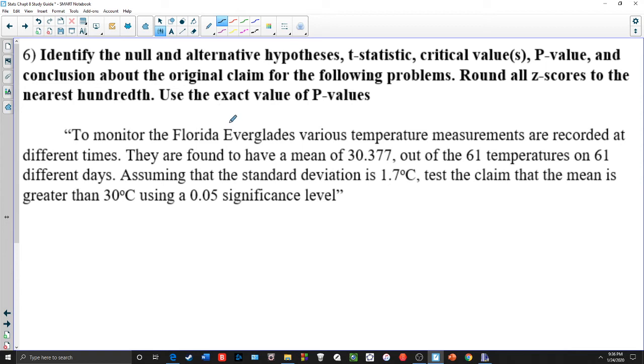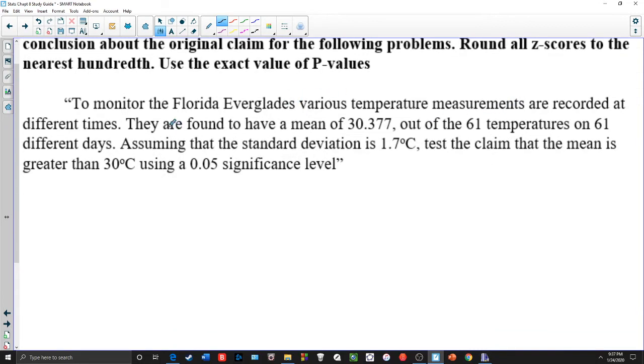All right, let's go to number 6 here. Again, this entire sentence here just basically means make a conclusion from this setup here. Again, it says find the critical and the p-values. We only really need to find one or the other to make our comparison, so we might stick with that instead. So we're testing the temperatures.